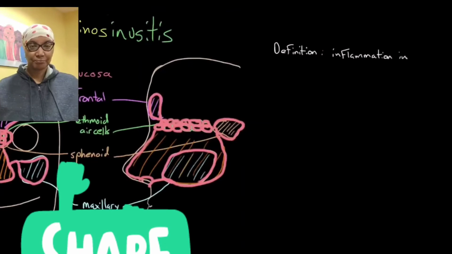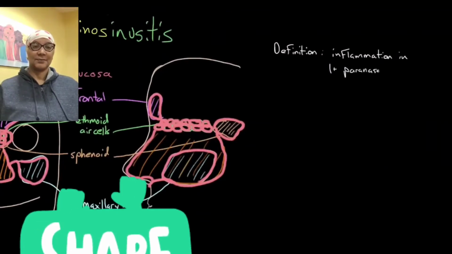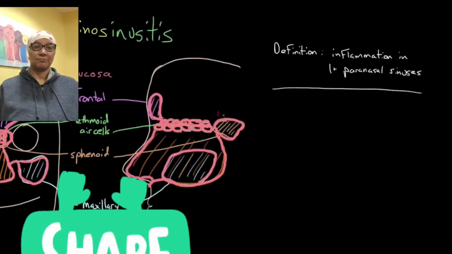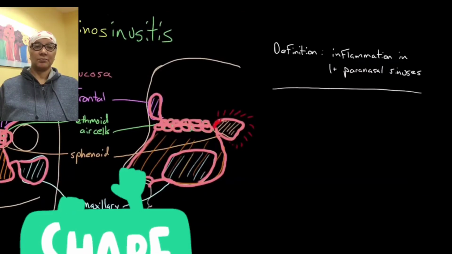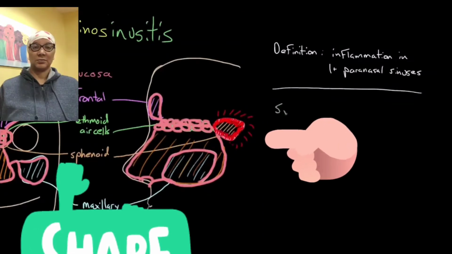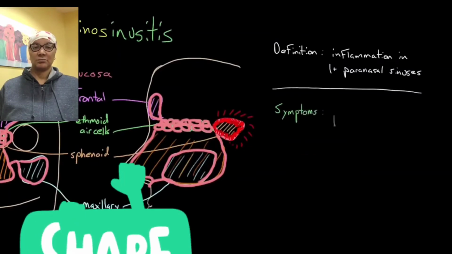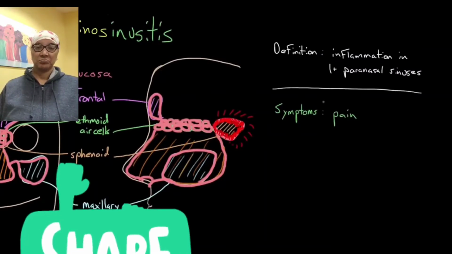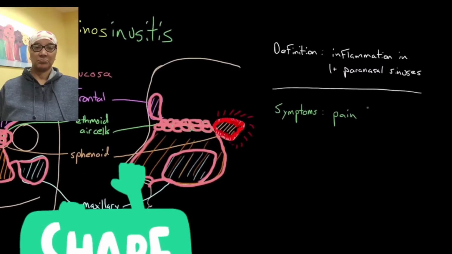So the definition of rhinosinusitis is inflammation in one or more of these cavities. Let's say, for instance, that the sphenoid sinus in this patient in this cartoon is inflamed. So that mucosal tissue that lines that sphenoid sinus is going to become red and irritated and inflamed. And the first thing that most patients notice is going to be pain. Now that pain can be localized to the sinus in question, but it can also produce general pain, particularly in the case of the deep sinuses like the ethmoid air cells and the sphenoid sinuses. That may just cause headache.